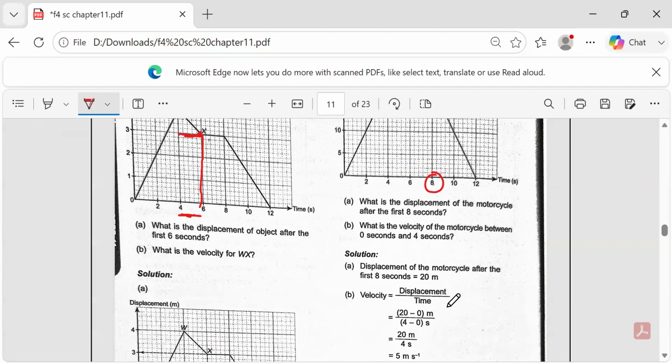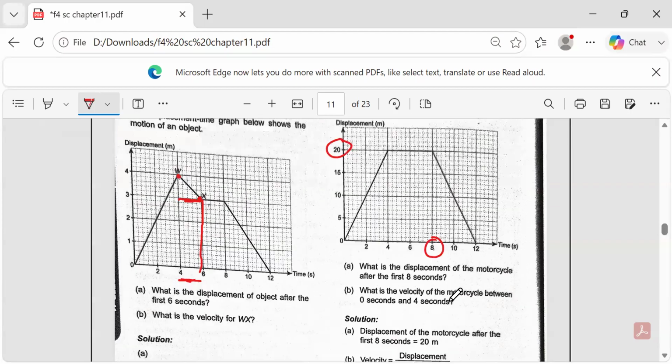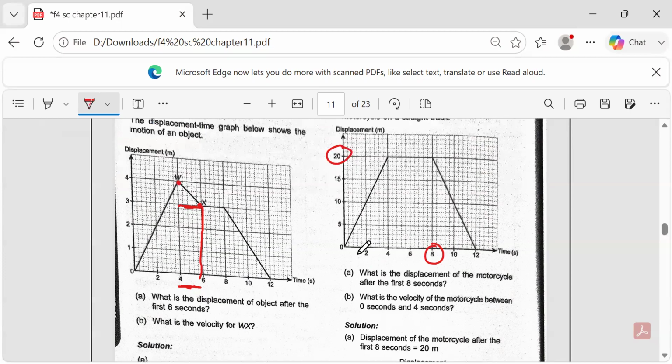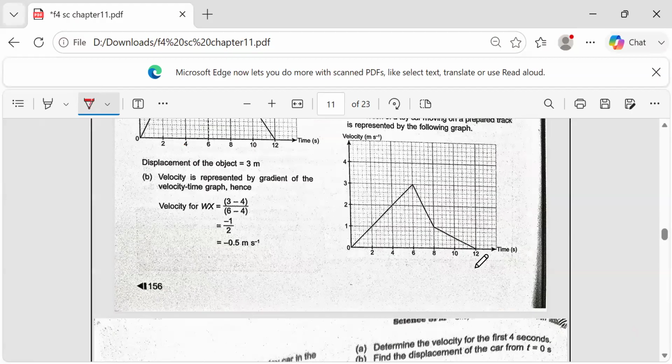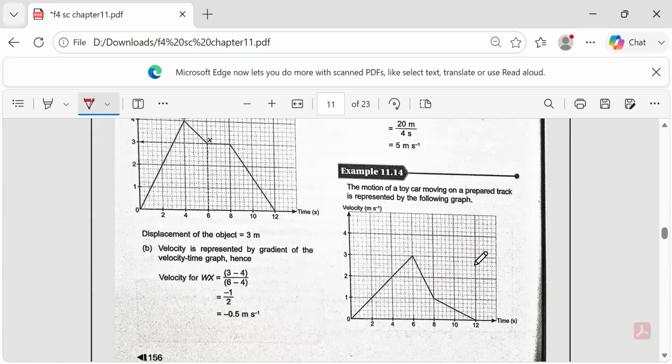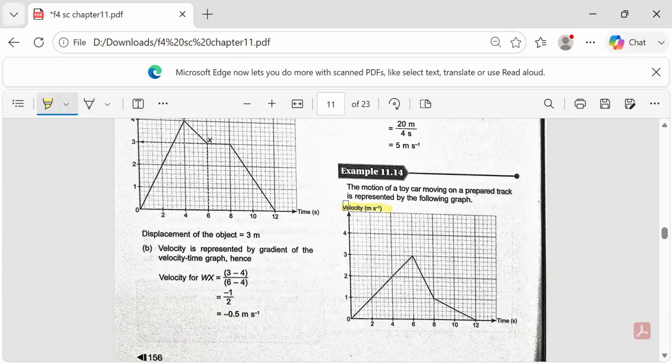And then velocity between 0 and 4 seconds. 0 to 4 seconds is 4 seconds. 20 divided by 4 lah. So it's 5 meter per second. Okay? Okay, different. This one is different. This one is not displacement. This one is velocity over time. Okay?